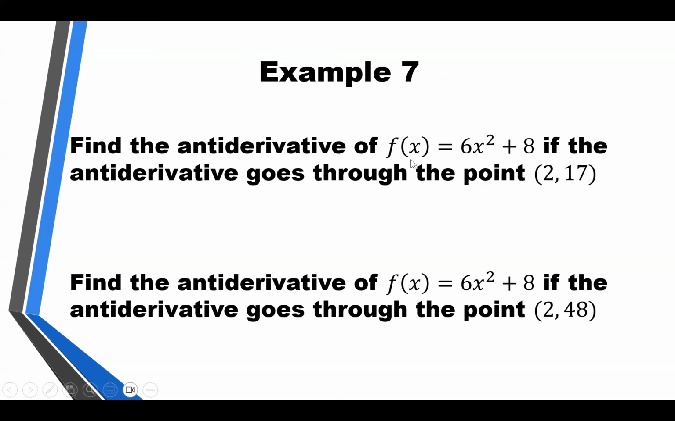So the antiderivative of this function we can find by integrating. That will give me a plus c at the end when I integrate this. And then to find the plus c, what the actual value of c is, all I need to do is plug in a point.